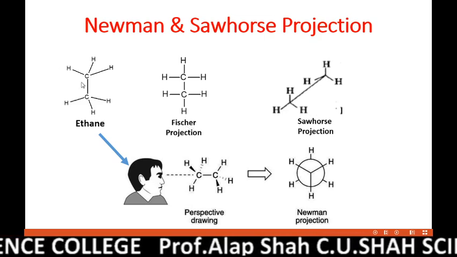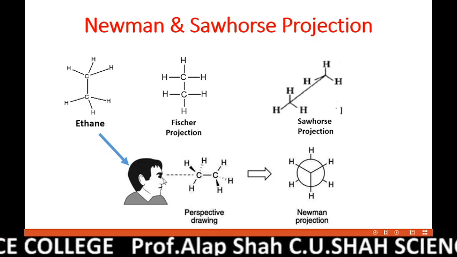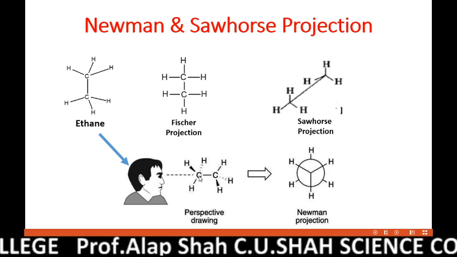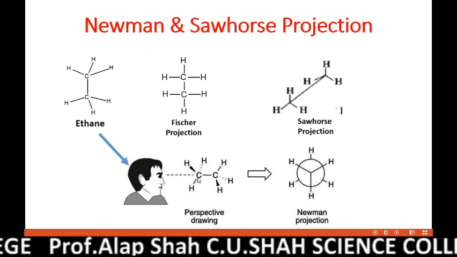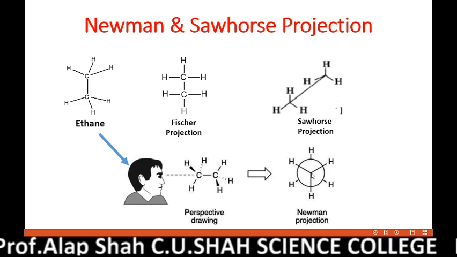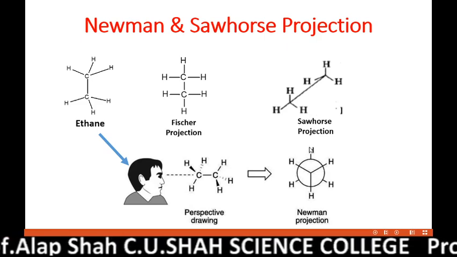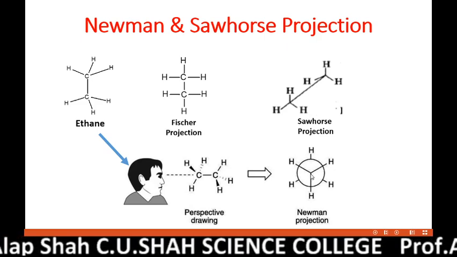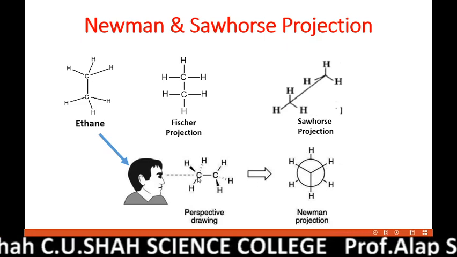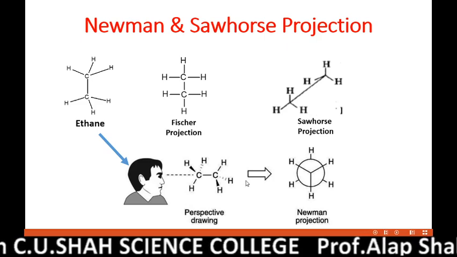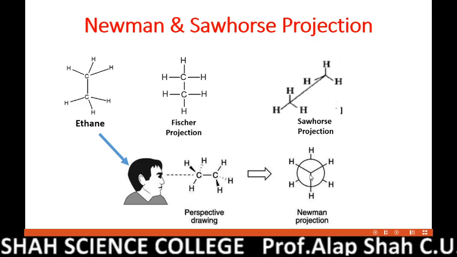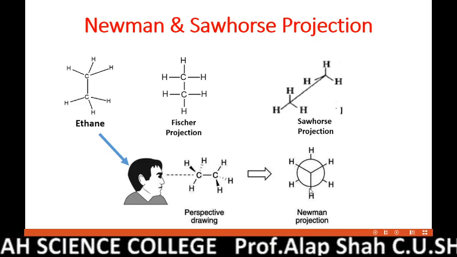Now if we observe this same molecule this way, then we can see the front carbon and the three bonds attached to the front carbon. So this is another method, called Newman projection. You can see the circle. The center of the circle is considered as the front carbon, which we can see immediately, and the three bonds attached to the front carbon are written from the center of the circle.